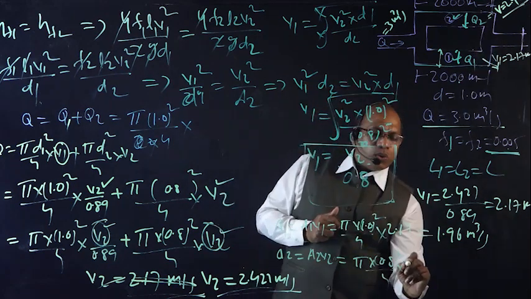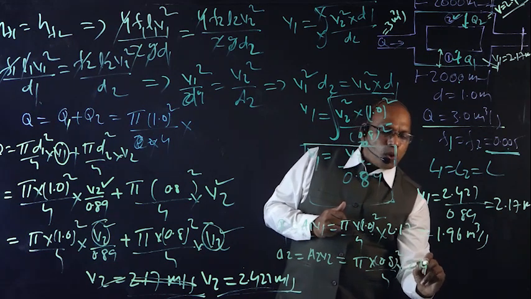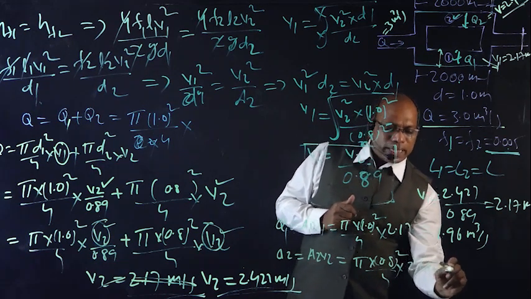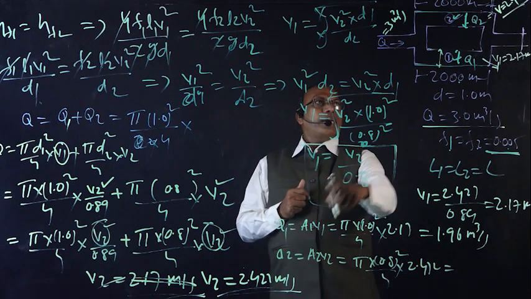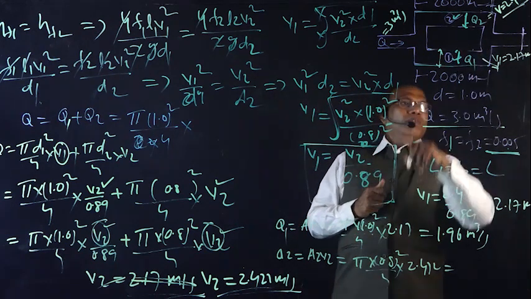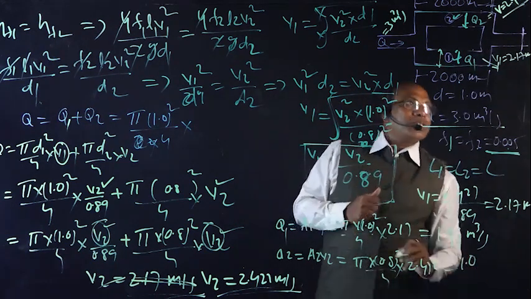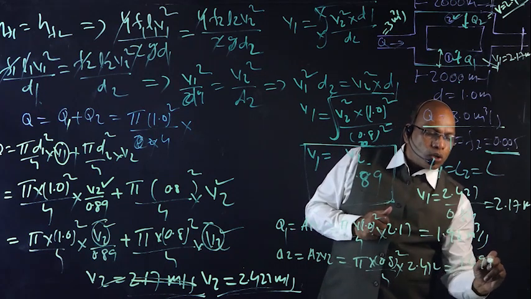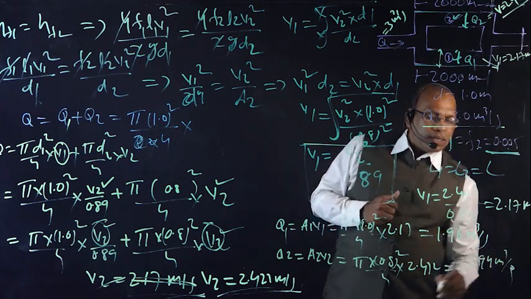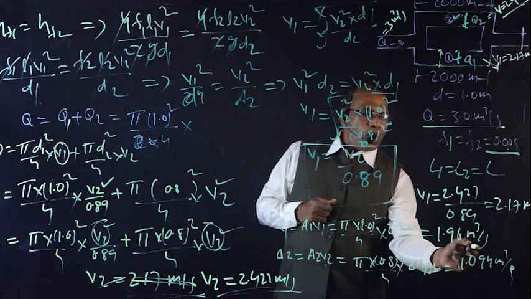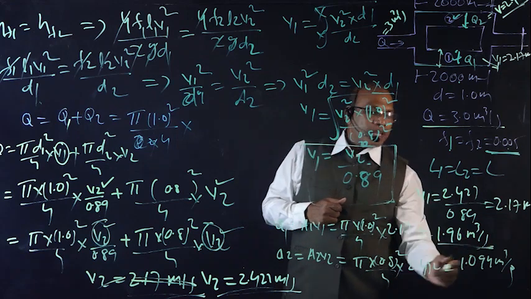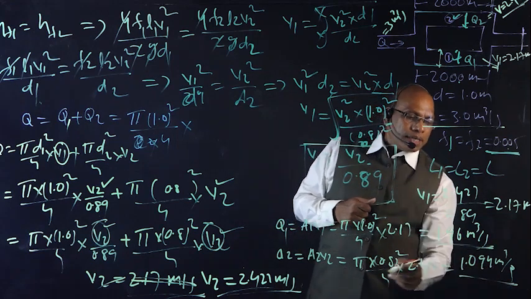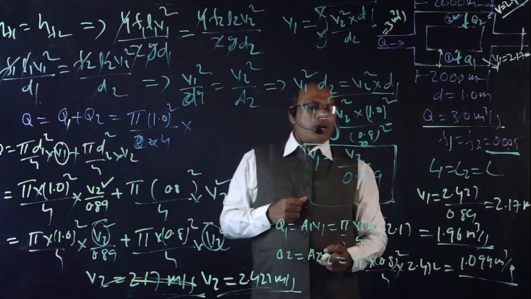V2 is equal to 2.472 meter per second. Finally, the discharge from pipeline 2 is equal to 1.094 meter cube per second. Therefore, the discharge is more in case of the 1 meter diameter pipe. The discharge is less in case of the 0.8 meter diameter pipe.